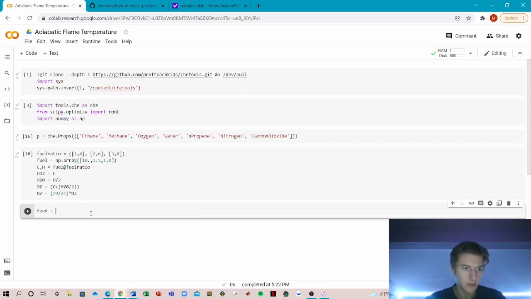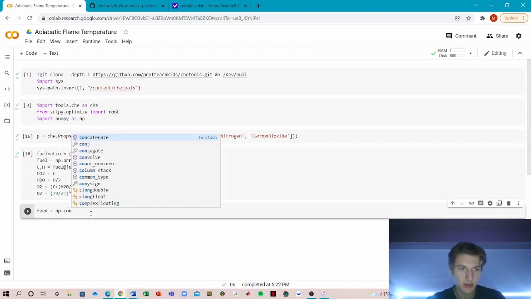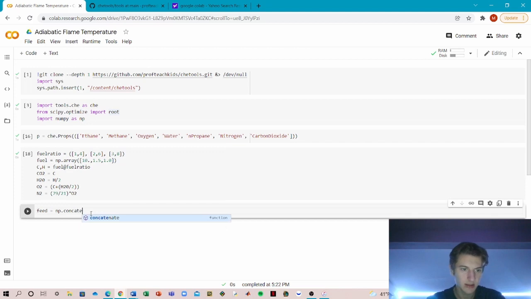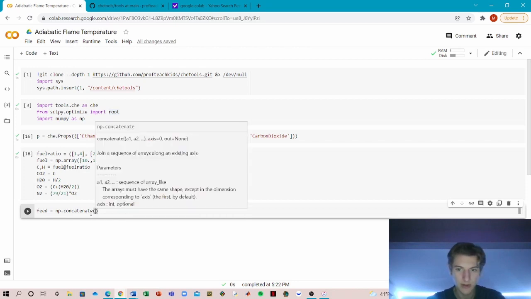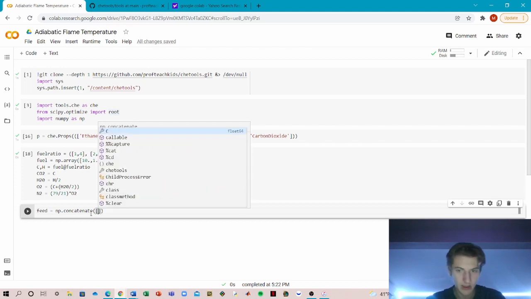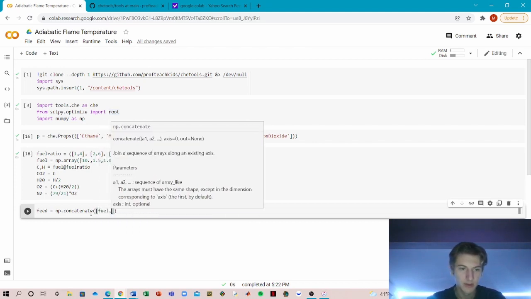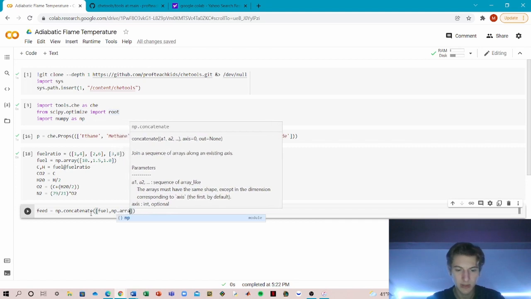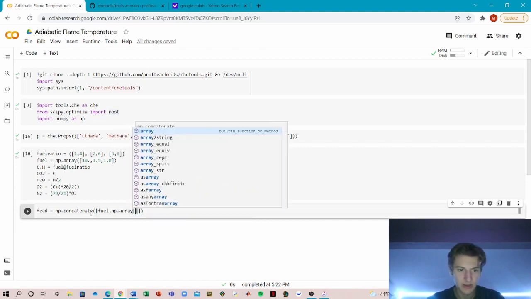Feed equals, so this is like the going in, you could say in, feed, whatever, np dot concatenate, parentheses, bracket, fuel, np dot array, and then this will be listing everything we do.